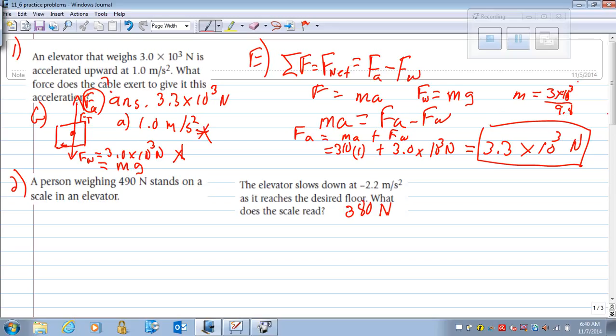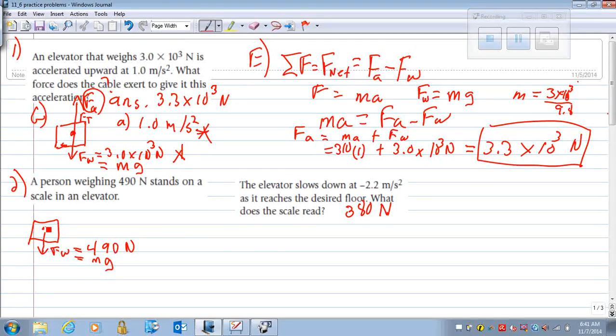Okay. So now, what about in the second problem? In the second problem, we have exactly the opposite situation. In this problem, the elevator is actually slowing down instead of speeding upwards. So again, we draw our diagram. The most obvious vector is the weight force vector, and it tells us that a person weighing 490 newtons, so that means when the elevator is totally still and you were on a scale in there, it would be 490 newtons, which we know is also equal to mass times g.